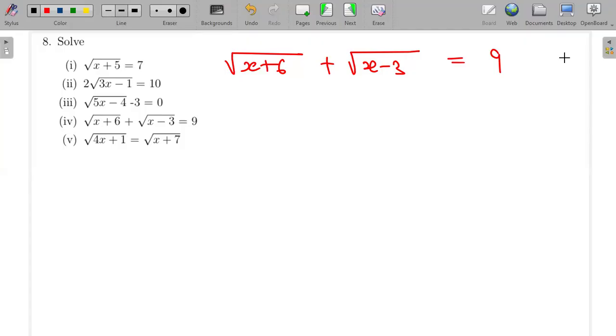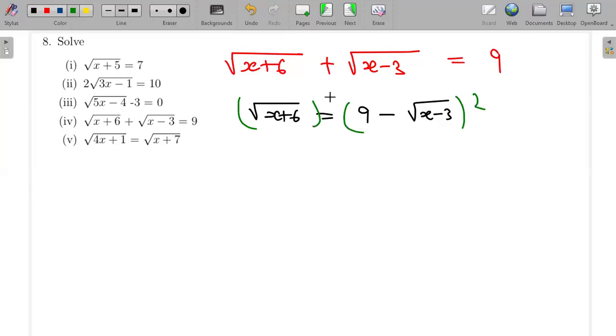But you should never have 2 square roots on the same side. So I'm going to move this guy to the right, and I'll just remain with this one. x plus 6 is equal to 9 minus the root of x minus 3. Once you do that, square both sides like this.